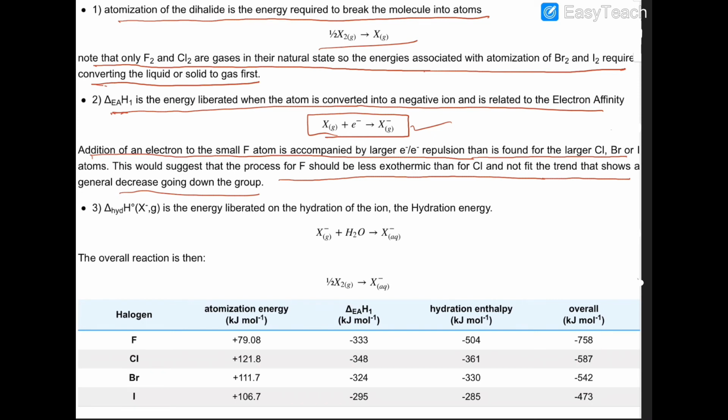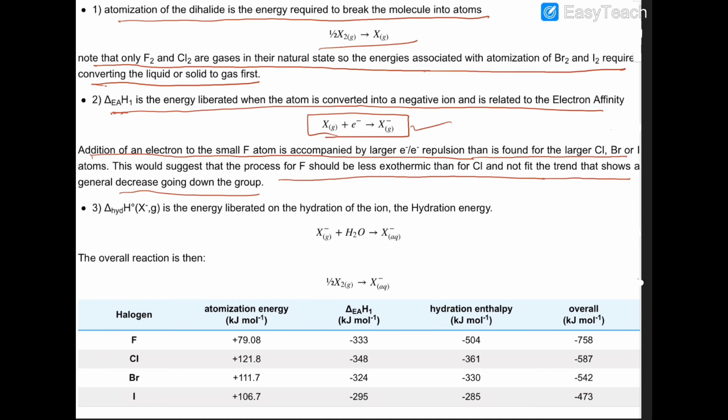In case of fluorine, the value is minus 330 kilojoule per mole, and in case of chlorine, the value is minus 350 kilojoule per mole. So these two values are very high. Although chlorine got a little bit higher value, that little bit higher value does not make a very strong difference to the whole process.